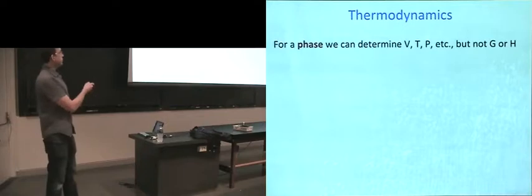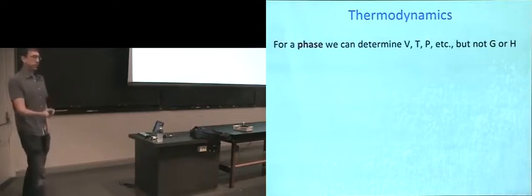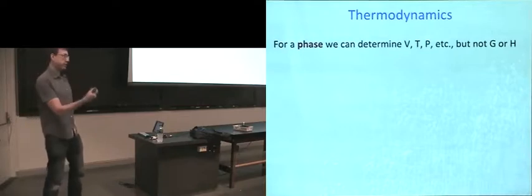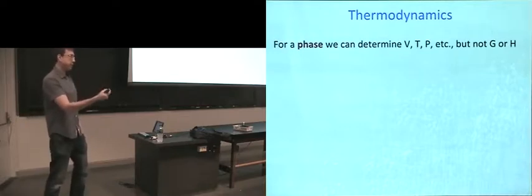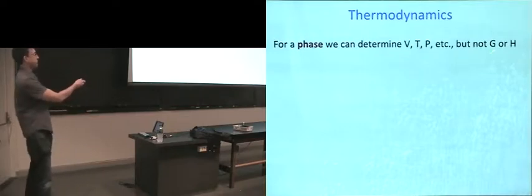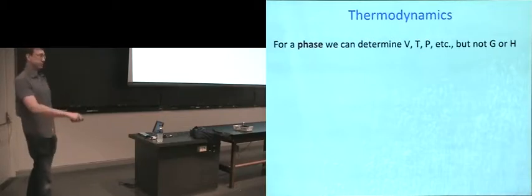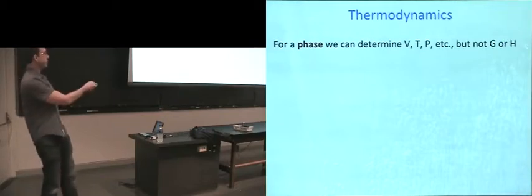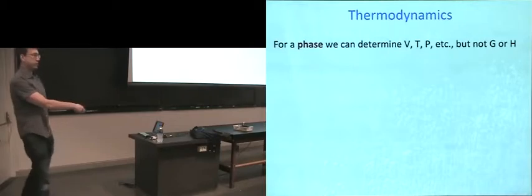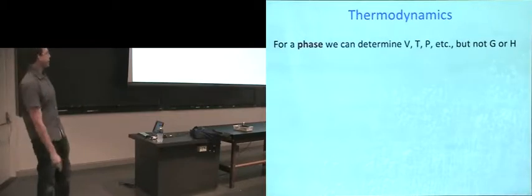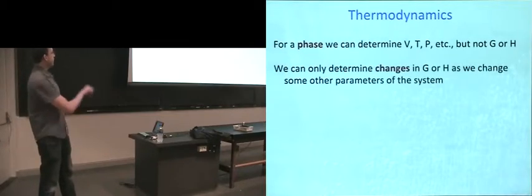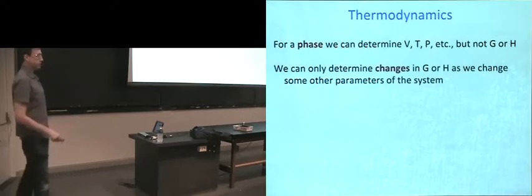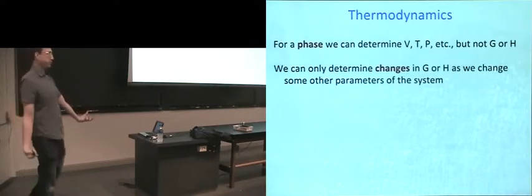So those are easy, but these G and H are really just accounting things. They're really just a convenient way to track that it happens to work, that nature wants to minimize this quantity we've chosen to call G. So for our purposes, this is an accounting thing. The complication is that we can really only determine changes in this, since we don't have an absolute scale to reference this to.